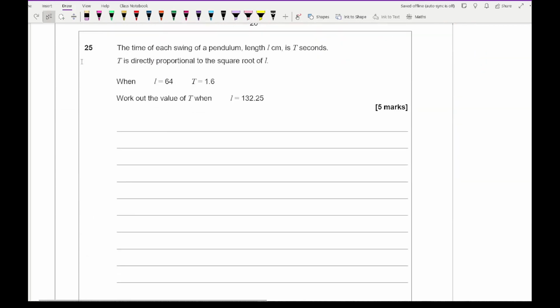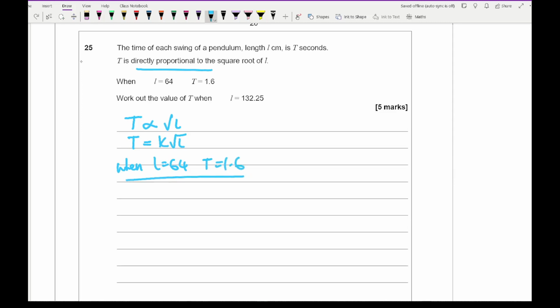Then moving on to question 25, it says that the time of each swing of a pendulum, length L, is T seconds. T is directly proportional to the square root of L. When L is 64, T equals 1.6. And we want to work out the value of T when L equals 132.25. So first things first, what you want to do is convert this statement using the correct math notation. So T is directly proportional to the square root of L. Then we replace the proportional symbol with equals k root L. And then when L equals 64, T equals 1.6, so we're going to substitute those numbers in to find out what k is.